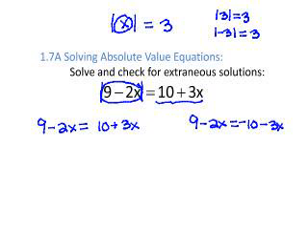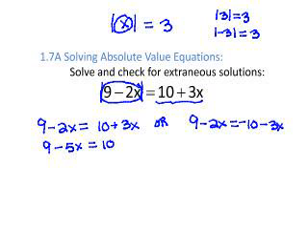So now we solve each one of them separately, knowing that our solution can be either one of those two. This first one, let's subtract 3x. So that'll give us a negative 5x there. Negative 2x minus 3x is negative 5x.